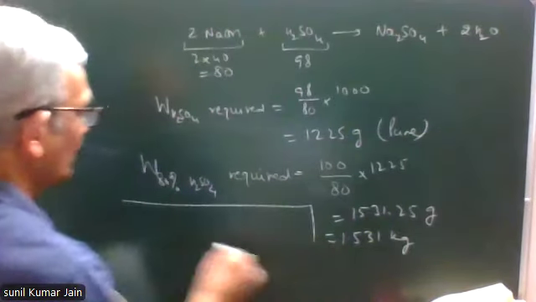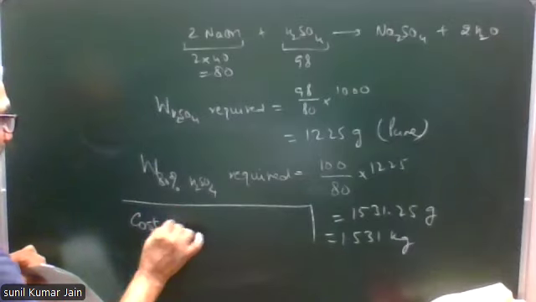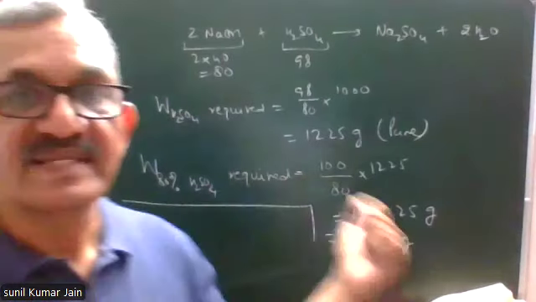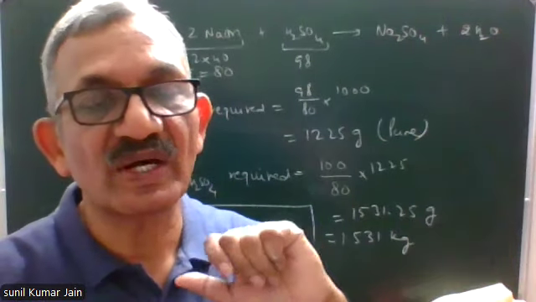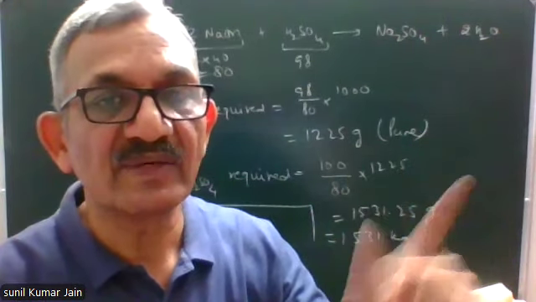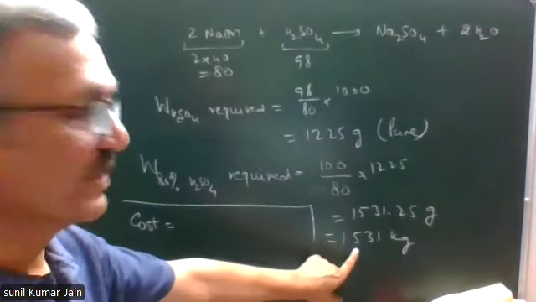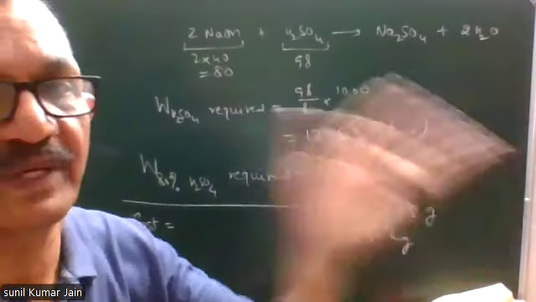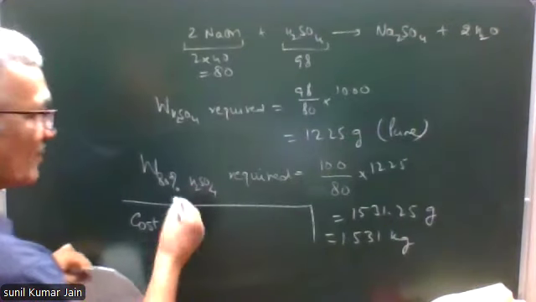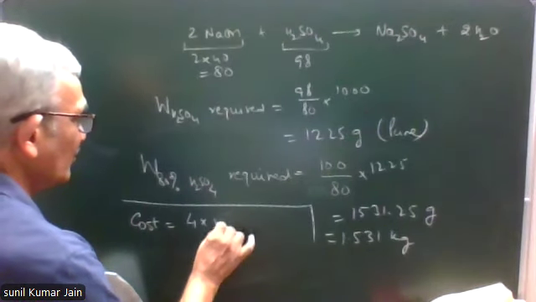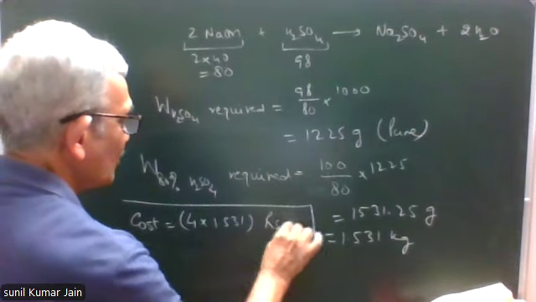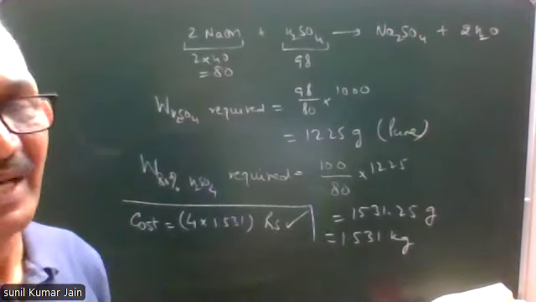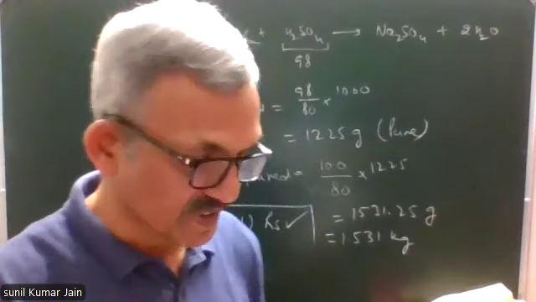Now coming to cost. This sample of sulfuric acid costs rupees 4 per kilogram. It means we have to pay 4 rupees for 1 kilogram. For 1.531, how much we have to pay? That will be the answer. The cost will be 4 into 1.531, so many rupees. This will be the answer. Approximately 6 rupees, right?